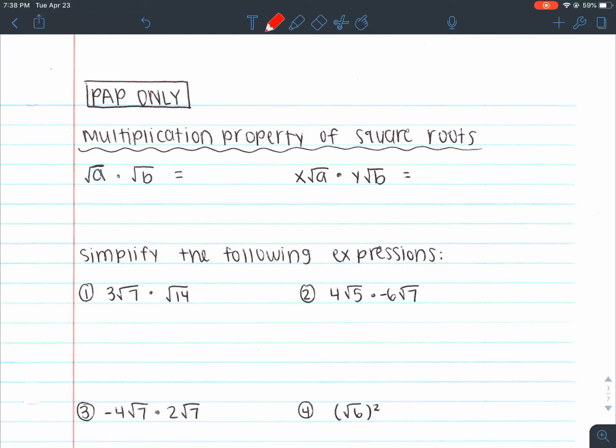Hi guys, welcome back to the second part of the Simplifying Radicals video. In this video we're going to talk about adding, subtracting, multiplying, and dividing radicals. And we're going to begin with multiplication.